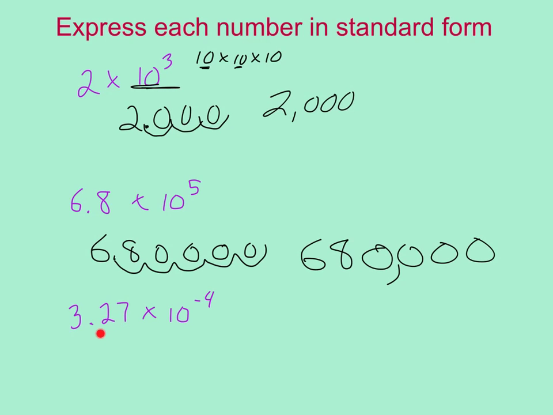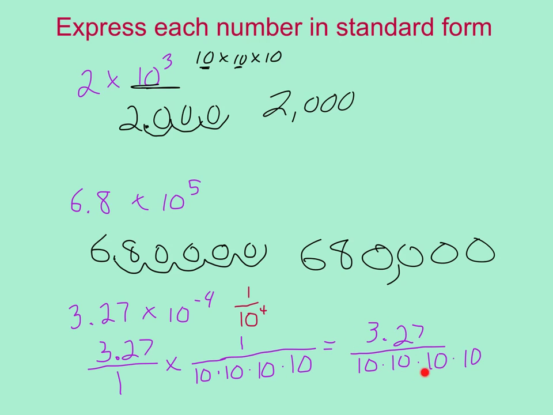In this last one here, we're going to take 3 27/100 and times it by 10 to the negative 4th power. Now, I know another way to write 10 to the negative 4th power is 1 over 10 to the 4th power. So we could rewrite that problem this way: 3.27 over 1 times 1 over 10 to the 4th power, which is this.